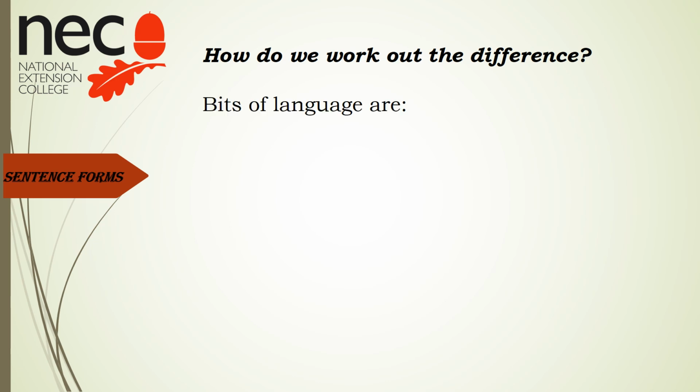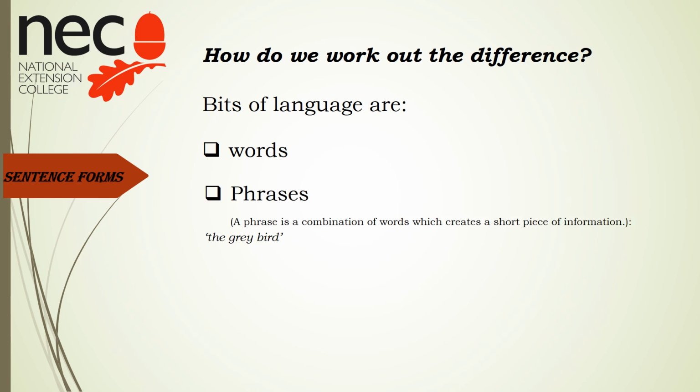A good way of getting to grips with sentence types is to think about how bits of language are put together to make sentences, and what those bits of language are. First of all, we have words. Words can then be put together into what we call phrases. A phrase is a combination of words which creates a short piece of information. For example, the grey bird is a noun phrase, a short bit of information containing a noun.